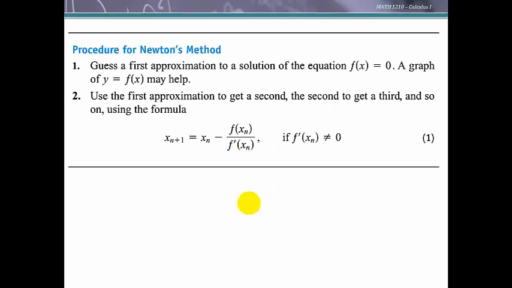So our procedure for Newton's method, we're going to guess a first approximation to the solution of f of x equals 0, and looking at a graph might help us see what might be reasonable to guess. Then we're going to get a first approximation, a second, and so forth by taking what we get and then substituting that in to get another one.